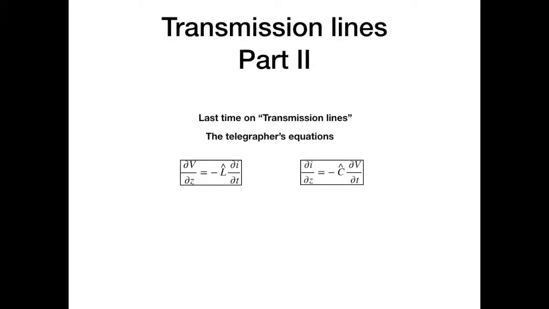In the first episode of Transmission Lines, we derived the telegrapher's equations and discussed the connection between the electromagnetic fields and voltage and currents. Here, to remind you, are the telegrapher's equations in their full glory. We will start from them and derive the important results on wave propagation in transmission lines, the impedance of the transmission line, and the reflection coefficient.